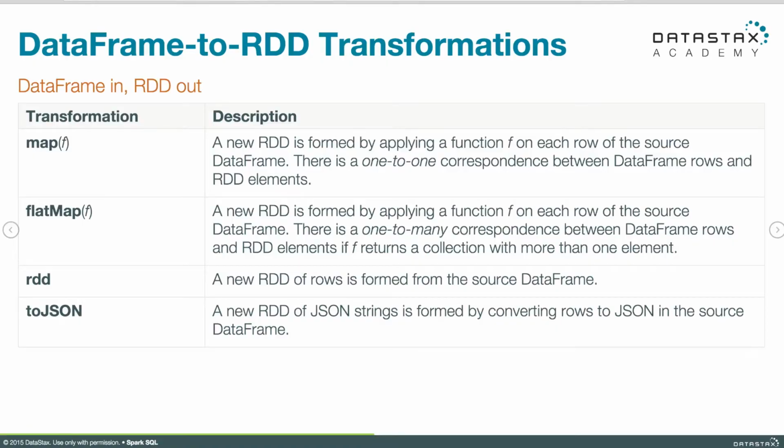If you have a data frame and you want to convert it to an RDD for any reason, because there are some operations using the RDD API that you'd rather use, you can do that. The map method on the data frame object produces an RDD. Every row in the data frame is going to result in a single element being produced in the resulting RDD. FlatMap, just like its cousin in the RDD API proper, is going to take a single row from the data frame and produce potentially many elements, one or more, in the resulting RDD. The rdd method is going to convert the source data frame one-to-one into an RDD of rows. The toJSON method is going to do that same thing, except instead of row objects in the resulting RDD, it's going to create JSON strings. So each element in the resulting RDD will be represented in JSON.